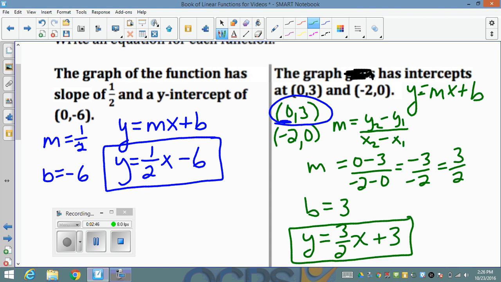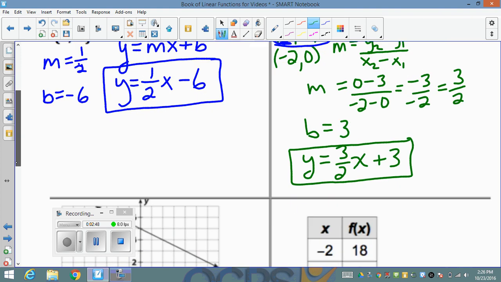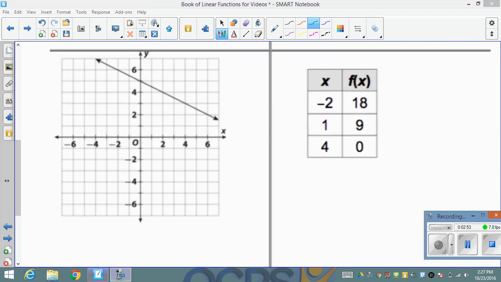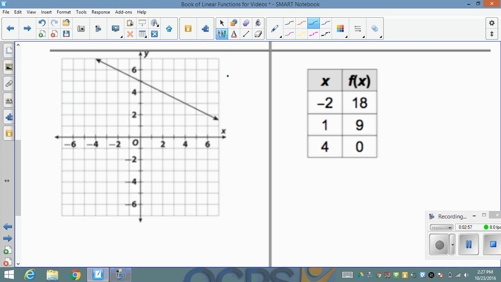Let's go to the next example. In the next example, they've given me a graph. Again, two key components when I'm looking to write an equation of a line. I need my slope and I need my y-intercept. The y-intercept is easy. It's right there. It's where it's crossing the y-axis, so it's 5.